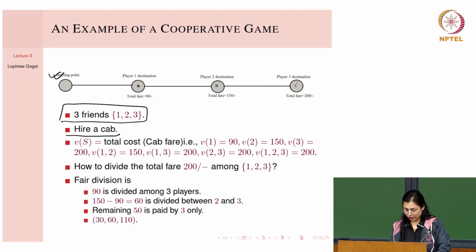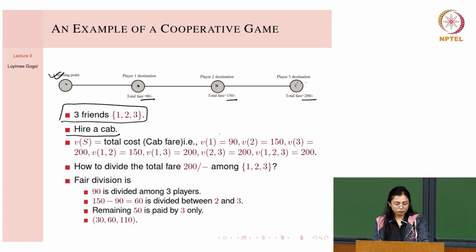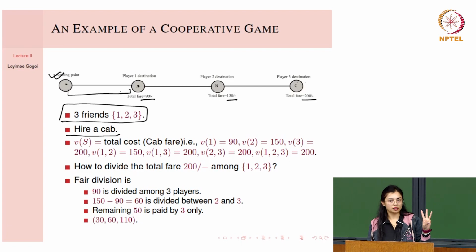So the total fare from the starting point to the player 3 destination is 200. To here it is 90, to here it is 150. So what is the fairest way we can distribute this amount of money, how are they going to pay it? One fair way is: from the starting point to the first destination, they will divide the fare equally by 3.